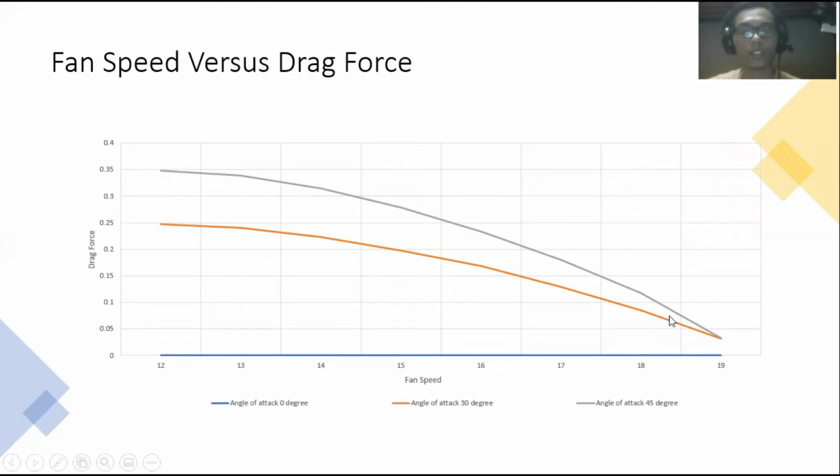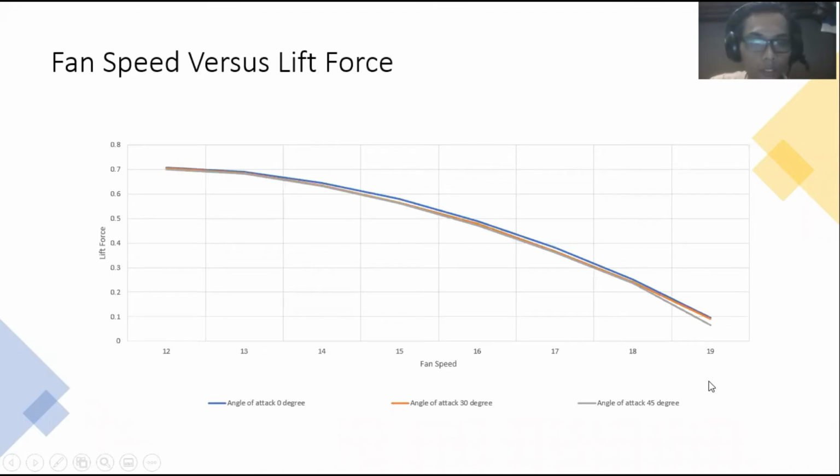So this is the graph that we got for the fan speed versus drag force. As you can see, for the 0 degree angle of attack it is just a straight line down here. The angle of 30 degree starts from 0.25 until nearly 0.05. For the angle of attack of 45 degree, the start is 0.25 and it goes down until nearly 0.05.